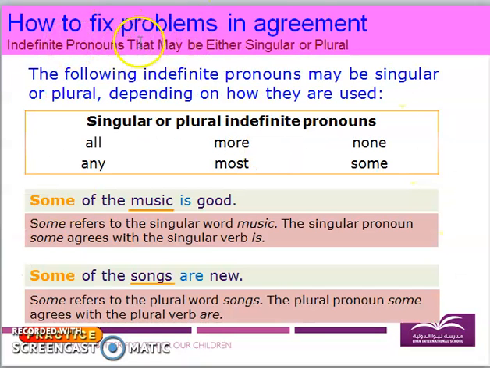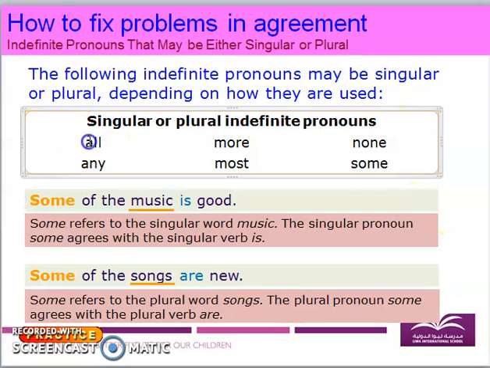The indefinite pronouns that may be either singular or plural. The following indefinite pronouns may be singular or plural depending on how they are used. So sometimes these words will take subject as singular and sometimes plural. But how are we going to decide whether we're going to use the plural verb or the singular verb? Let's check.